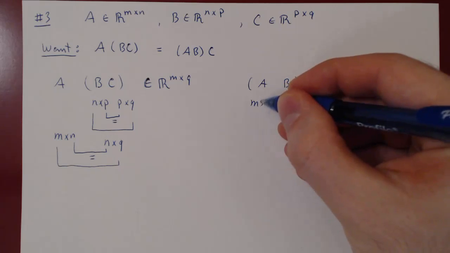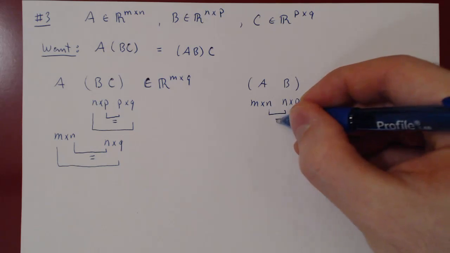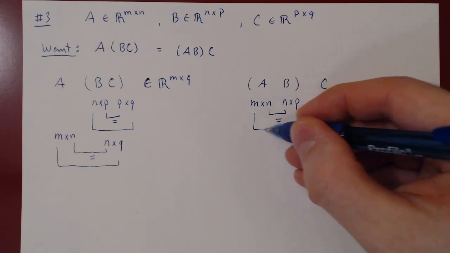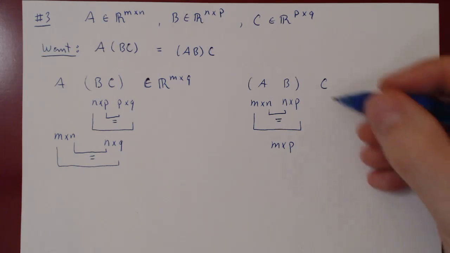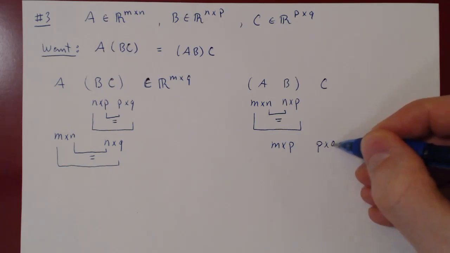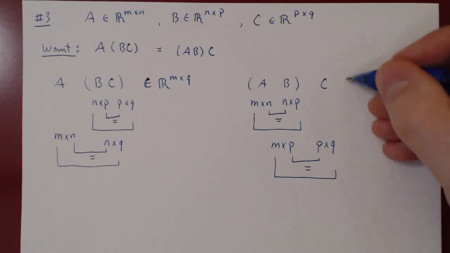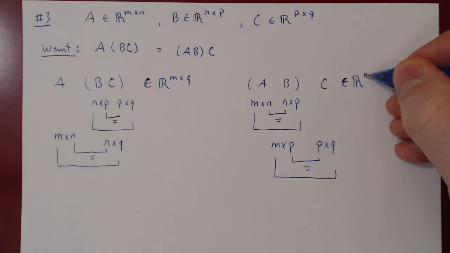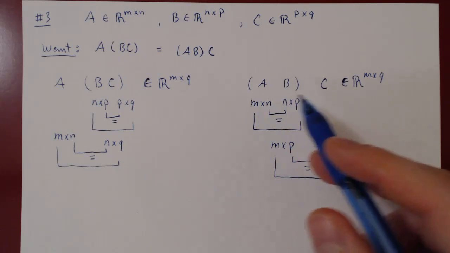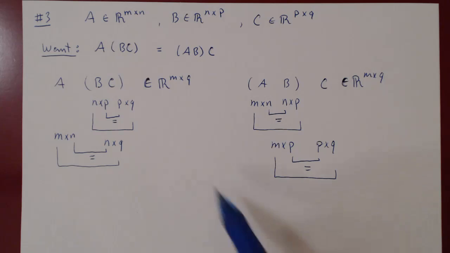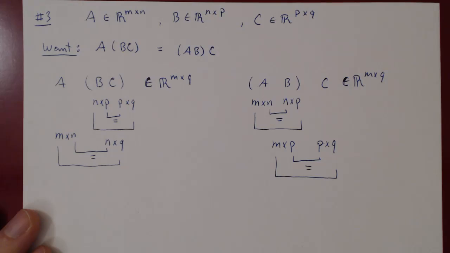Let's look at the size of our right-hand matrix, AB times C. A is an M by N, B is an N by P, N equals N, multiplication is defined, and the result is an M by P matrix. C is a P by Q matrix. P equals P, multiplication is defined, and the result is an M by Q matrix. And as you can see, both A times BC and AB times C are M by Q matrices. So both have the same size. Let us prove now that they also have the same corresponding entries.